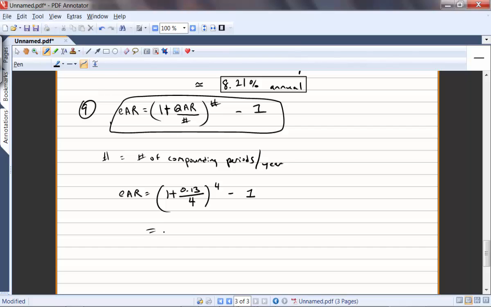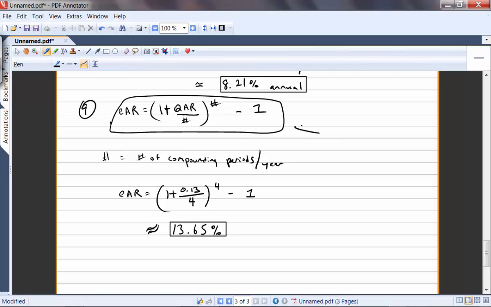And so you will find that 0.13 divided by 4 plus 1, raise all that to the power of 4 minus 1, is approximately 13.65%. You get 0.1365 approximately. That's the effective annual rate of return. It's quoted at a 13% rate, but since interest compounds quarterly, your effective rate is going to be higher than that. In this case, 13.65.